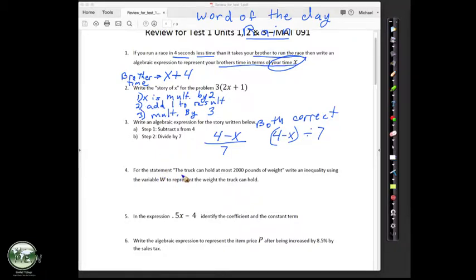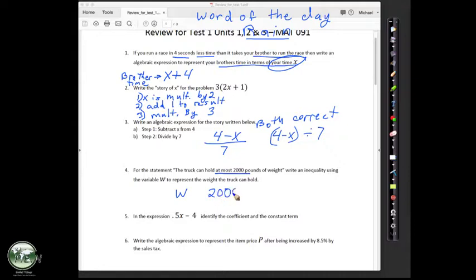Okay, so number 4. We've got a statement. The truck can hold at most 2,000 pounds of weight. Okay, this word, at most 2,000 pounds of weight. Write an inequality using the variable w to represent the weight the truck can hold. We talked about this. So the weight the truck can hold is w. At most 2,000 pounds. So there's a relationship between w and 2,000.